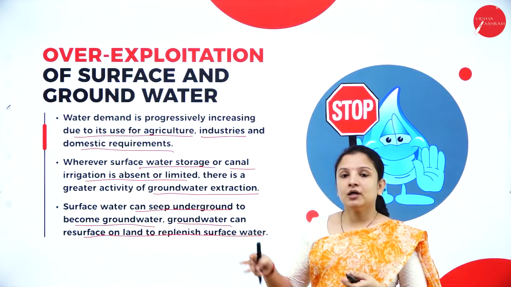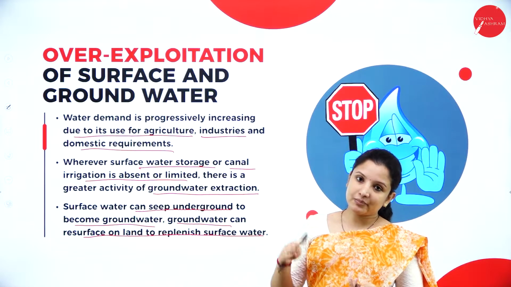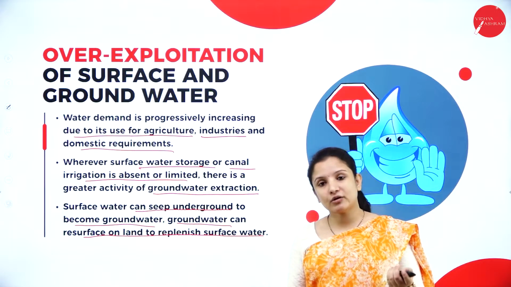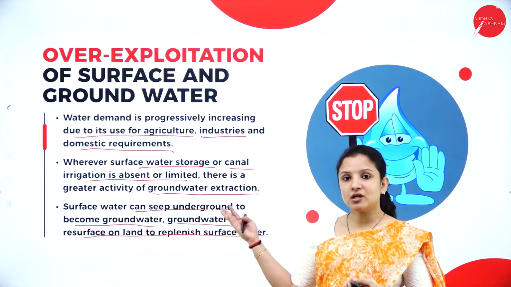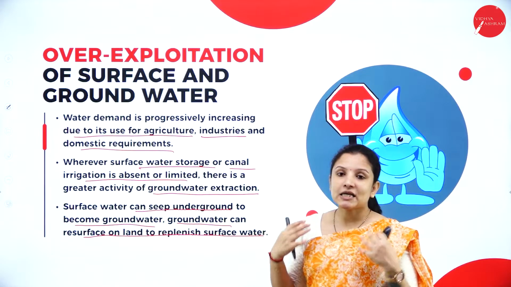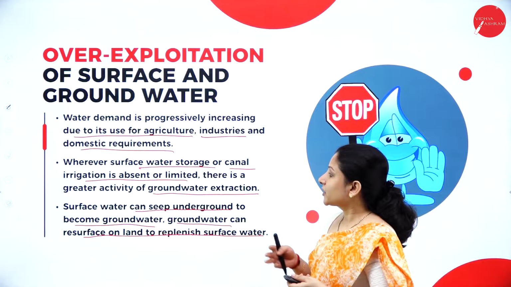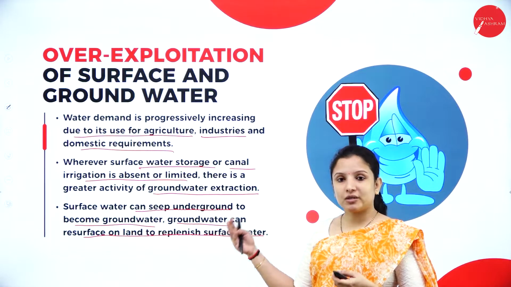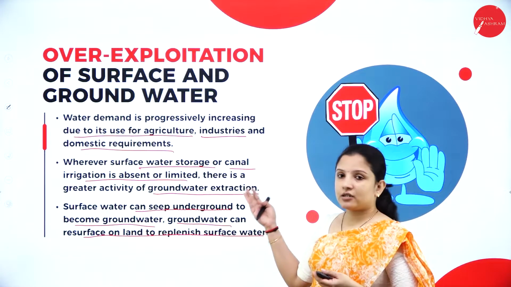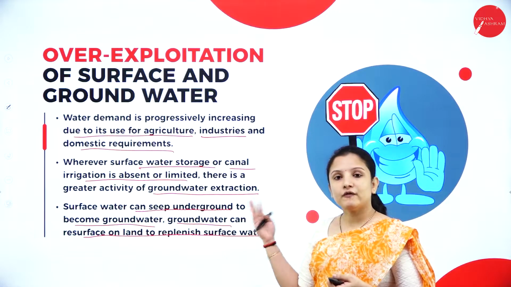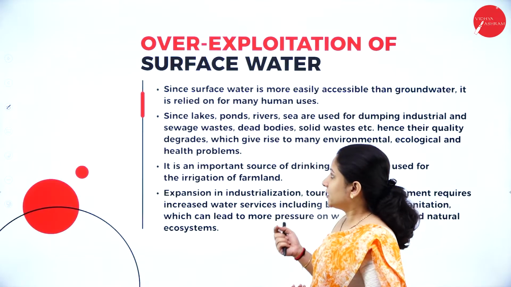So the level of groundwater also depends on the surface water, and the amount of surface water can also depend on the groundwater. Both are interconnected to one another. So if any one gets reduced or depleted, it will cause a problem for the overall freshwater availability.